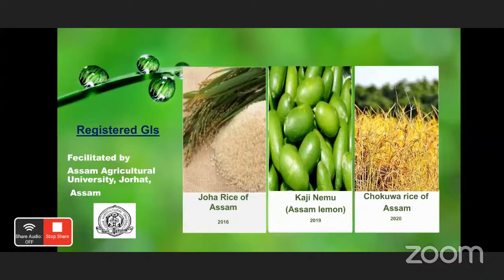Furthermore, two more products are here that we have facilitated. One is Phulam Gamosa. We have facilitated the GI registration of Phulam Gamosa; it is under process. And the fifth product is Judima. Judima is a traditional wine of the Dimasa people. It is a rice-based beer. We have facilitated the GI registration of Judima.